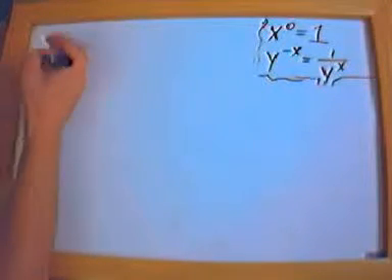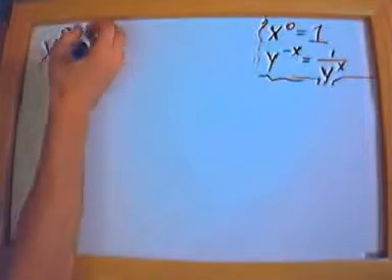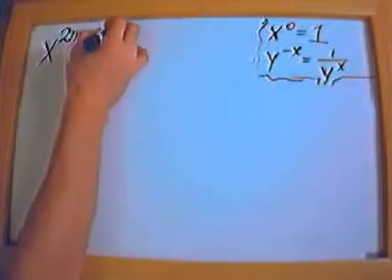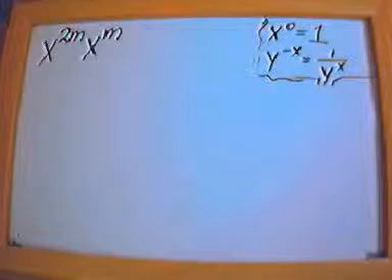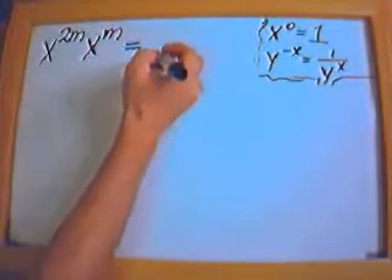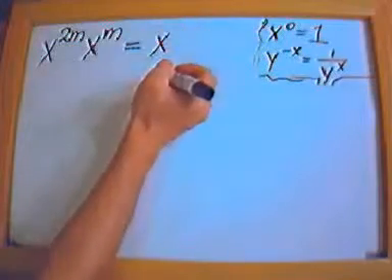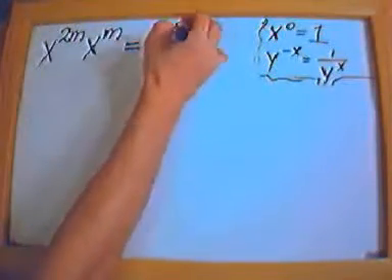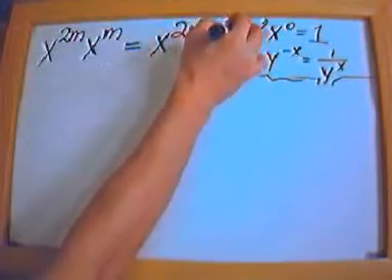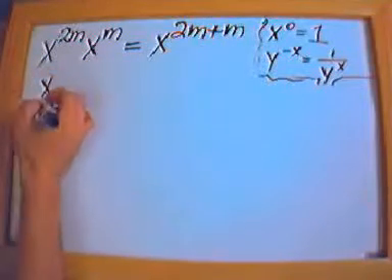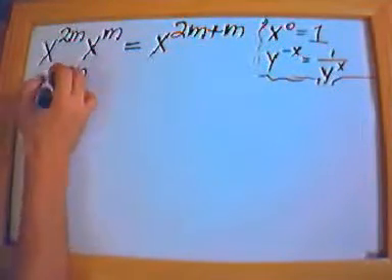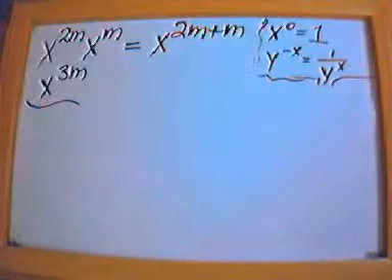I want to do a couple problems of a different type. Let's say we have x to the 2m times x to the m. Now these are exponents like any other, it's just that I have m's there instead of numbers. What's this going to equal? Well, it's going to be x, and then I'm going to add the exponents, so I've got 2m plus m, which is simply going to be x to the 3m. That's how you simplify something that looks like that.